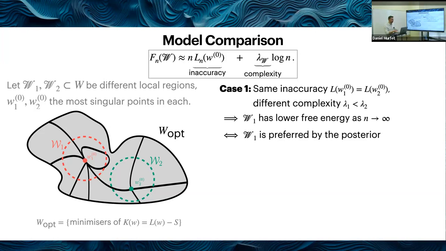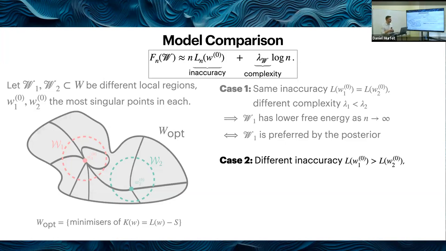In the second case, I will say here that this is a great example of how this formula gives us some kind of realization of Occam's razor. You can think of this as an Occam's razor type argument, because it's saying that if two models are similarly accurate, then the one with the lower RLCT will have a lower free energy and therefore be preferred. And so in that sense, the simpler model is better.